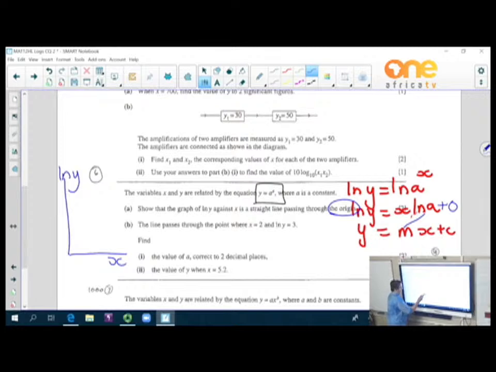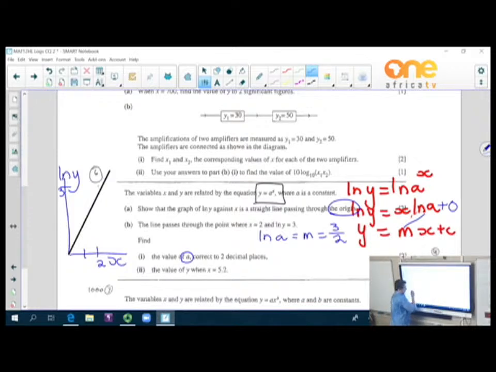And now they say it passes through the point where x is 2 and ln y is 3. So it goes through the origin, but then it also passes through this point. So there's my graph, just to give me an idea what we are talking about here. Now we have to find the value of a correct to 2 decimal places. So I can say that ln a is equal to m, the gradient. And delta y over delta x is 3 over 2. So the gradient is 3 over 2.